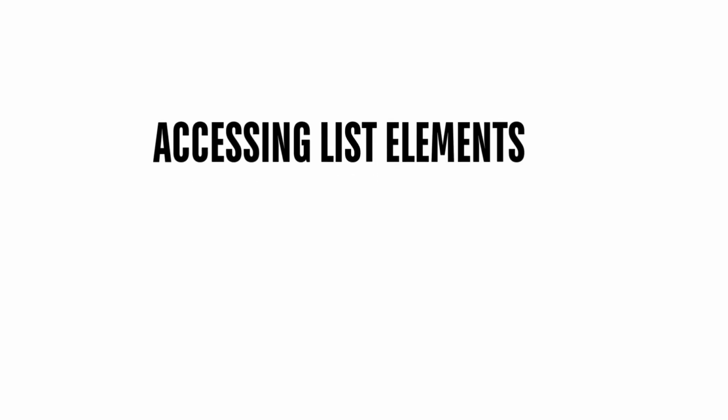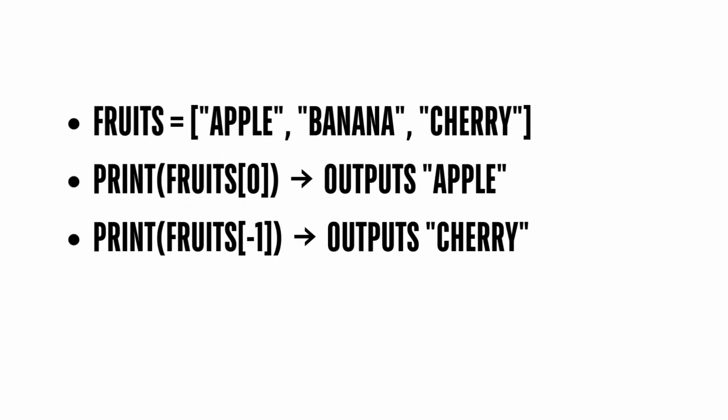Accessing list elements. Now that we have a list, how do we access the values inside it? Lists are indexed, which means each item has a position, starting from 0. Let's say we have a list of fruits: fruits = apple, banana, cherry. To access the first item, print(fruits[0]), output: apple.